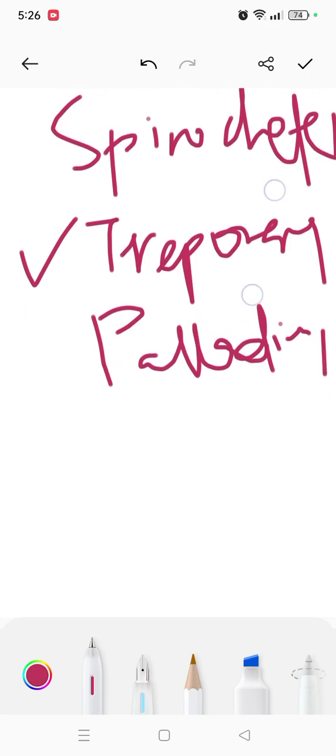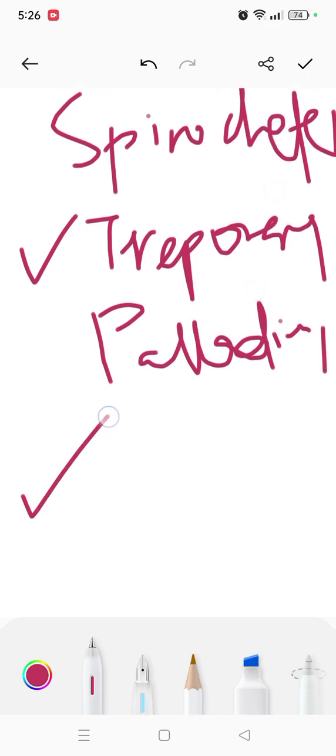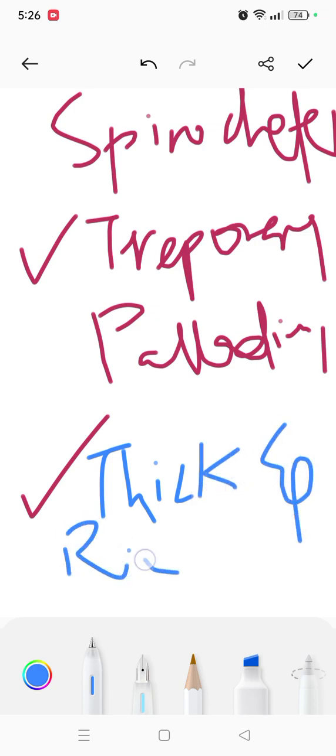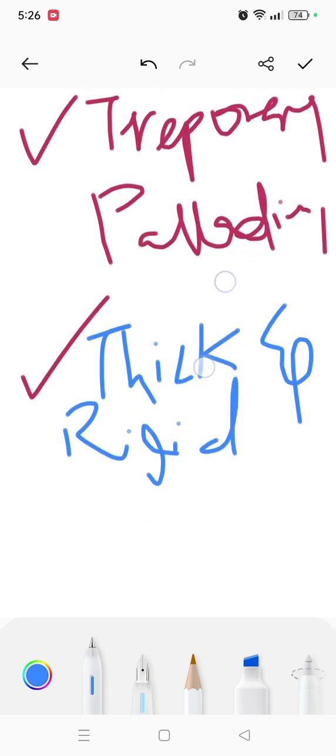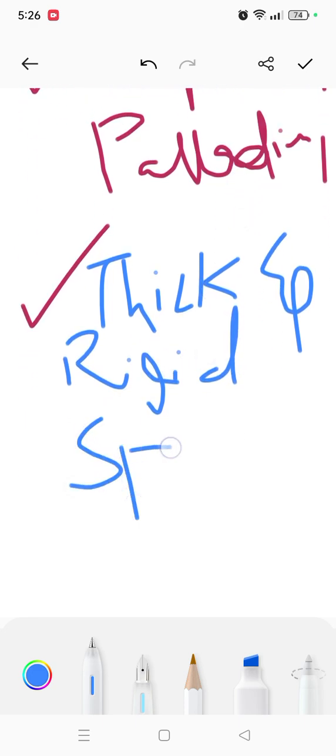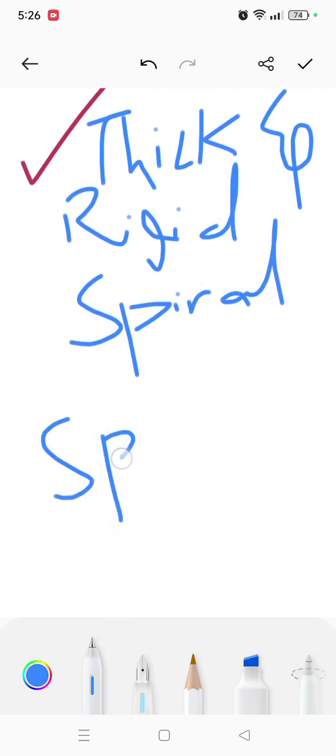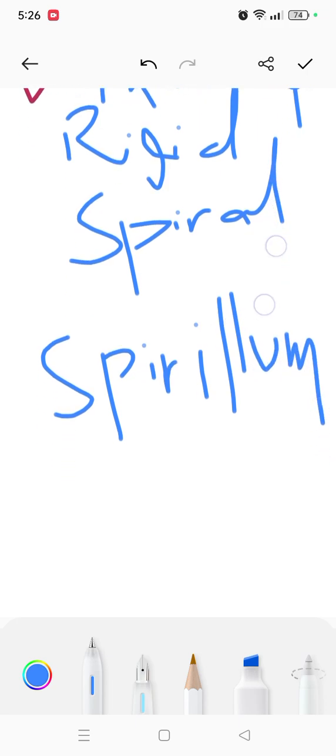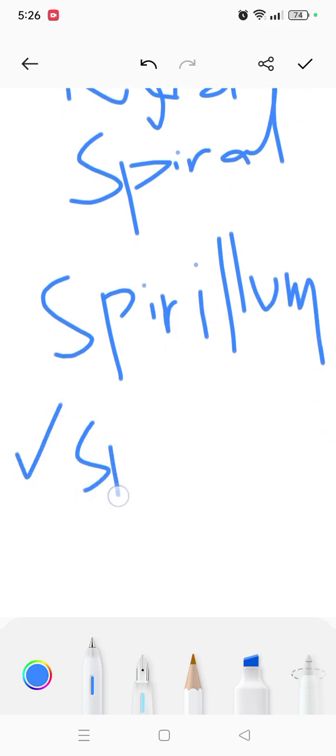And you'll see another type. That other type is called thick. The first one was thin and flexible. This is thick and rigid. This means very hard, not flexible, not having elasticity. So rigid spiral shaped bacteria are called spirillum. Spirillum. The example is Spirillum minus.